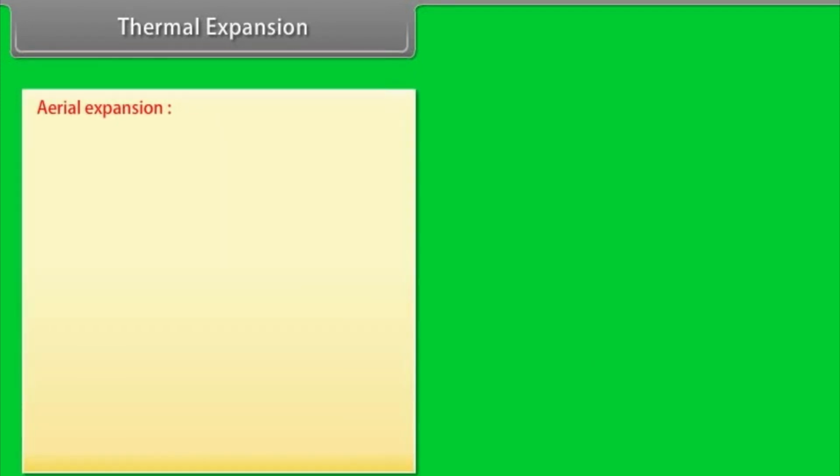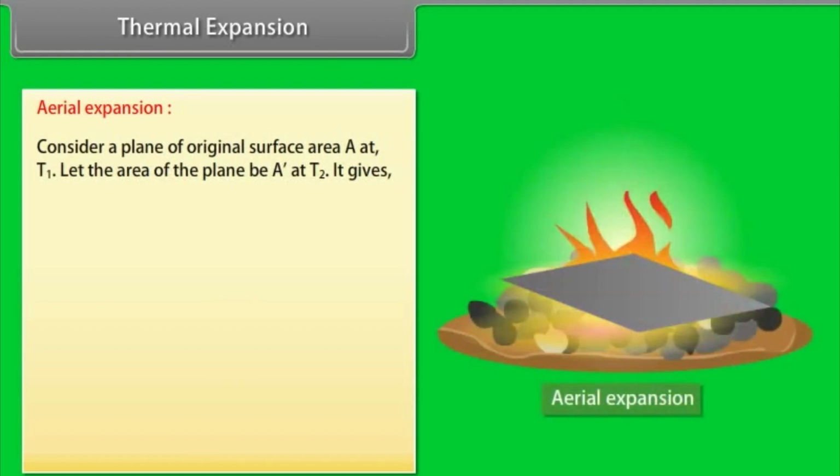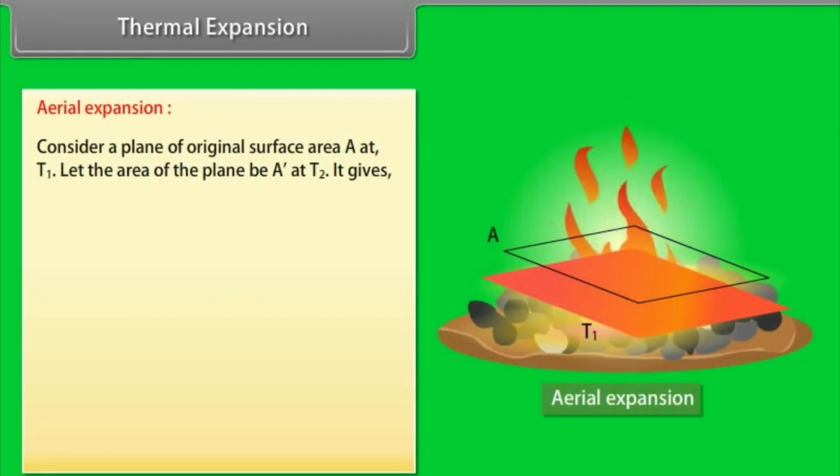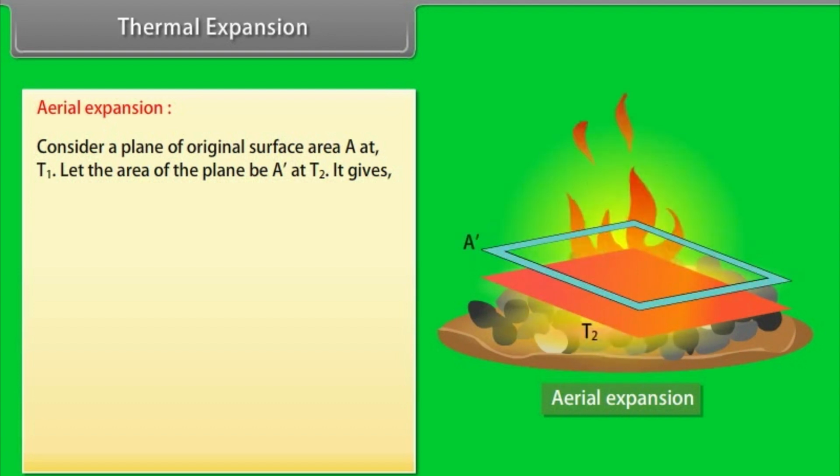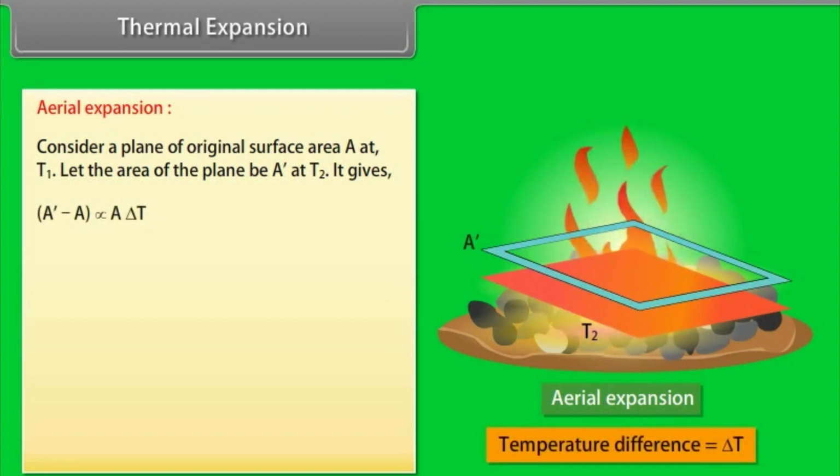Areal expansion. Consider a plane of original surface area A at temperature T1. Let the area of the plane be A dash at temperature T2. It gives A dash minus A is directly proportional to A delta T, or A dash minus A is equal to beta A delta T.